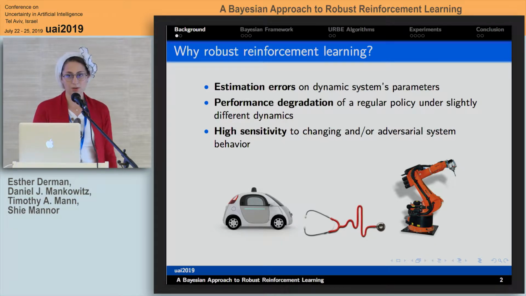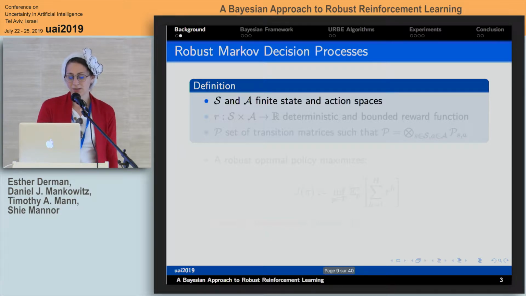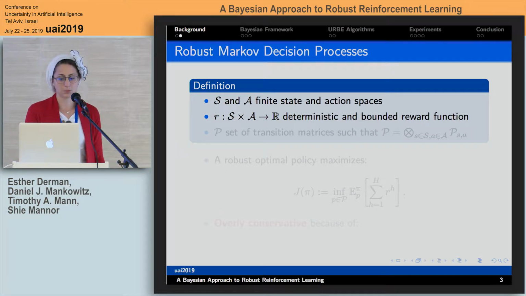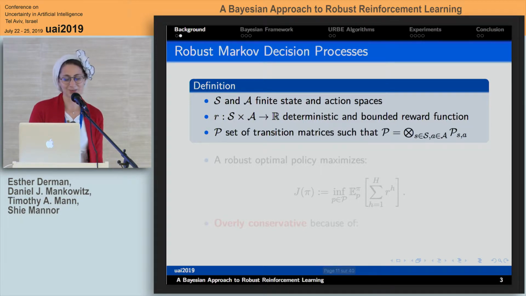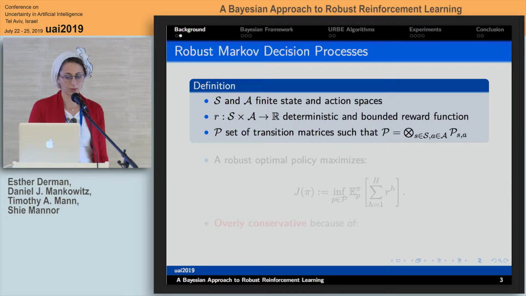So this is why we introduce robustness. And the framework is that of robust MDPs. We have S and A, finite state and action spaces. R is the deterministic and bounded reward function. And instead of having only one transition matrix, we have a curly P, which is a set of transitions, such that P is structured as independent sets for each state and action. And I would call this structure the rectangularity assumption. This is how it's called in the literature.